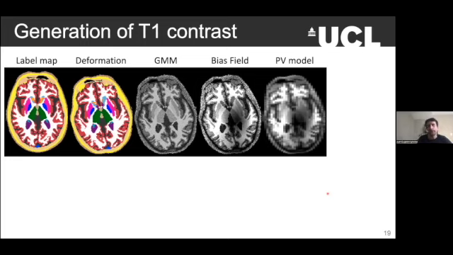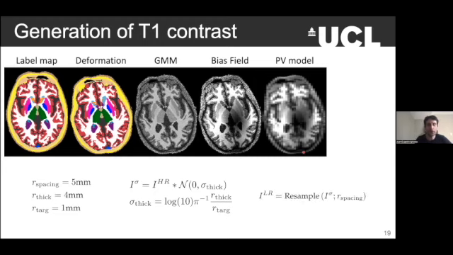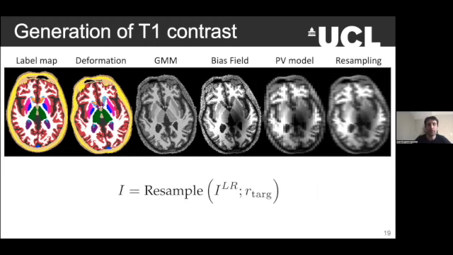And then the last step is the partial volume model. We have to simulate some spacing, some thickness, and a target resolution. The target resolution will always be 1 millimeter, and the spacing and the thickness here, we made coronal 5-on-4. And this is pretty much it, really. We only do one more tiny thing, which is resampling back up to 1 millimeter isotropic.